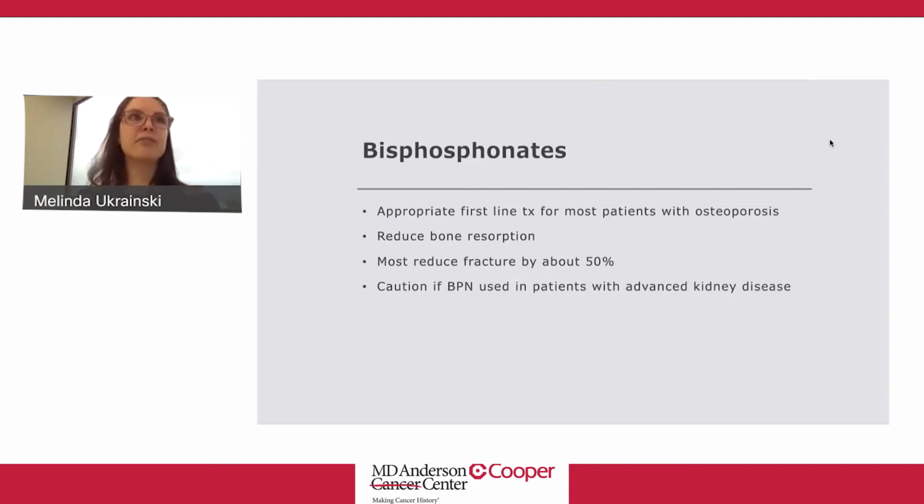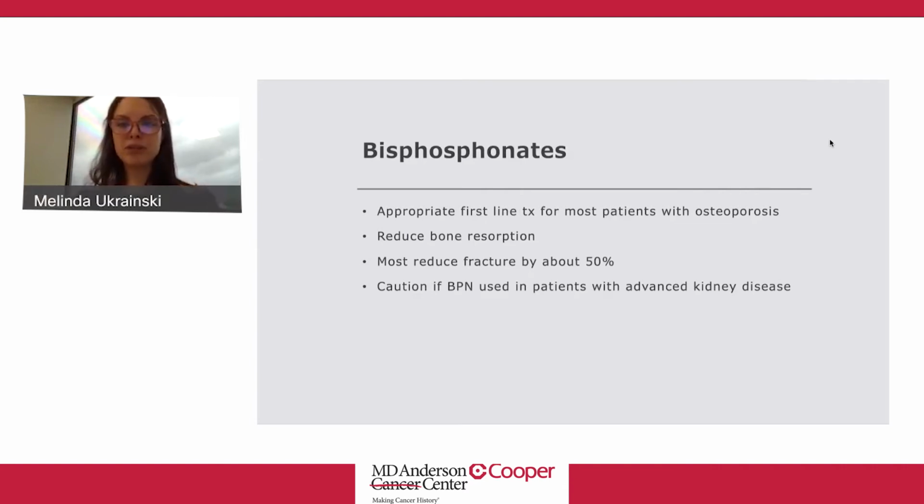So for the bisphosphonates, there are 4 available: risedronate, alendronate, ibandronate, and zoledronic acid. These are appropriate first-line treatments for most patients with osteoporosis. They reduce bone resorption. Most reduce fracture risk by about 50%. We do have to use these cautiously in patients with advanced kidney disease.